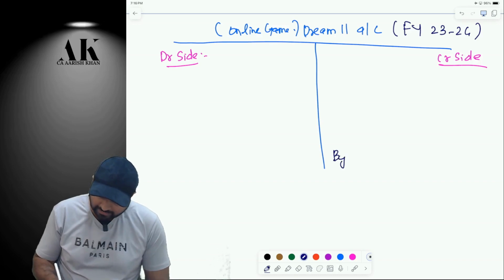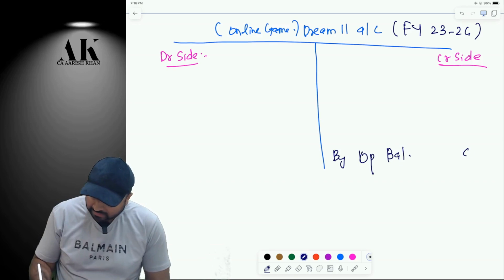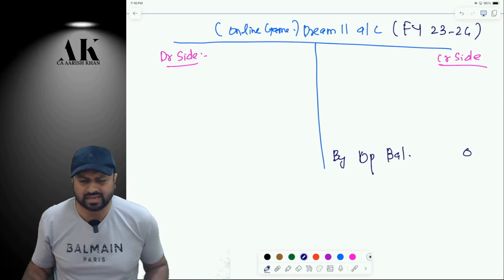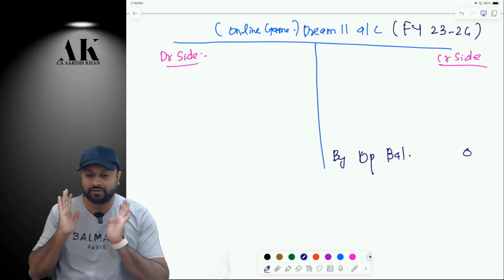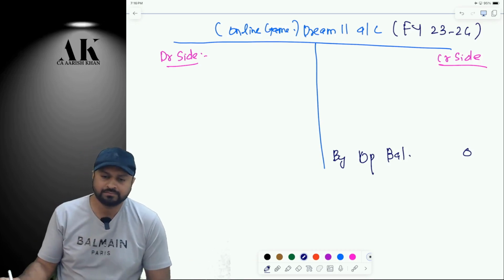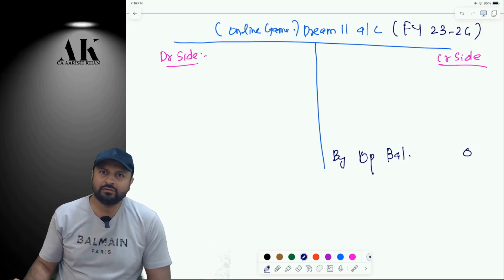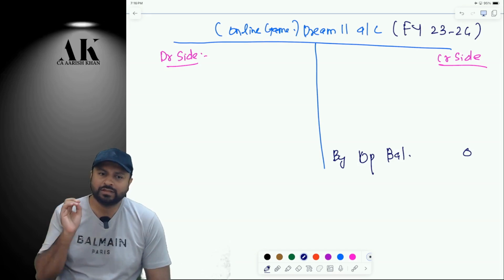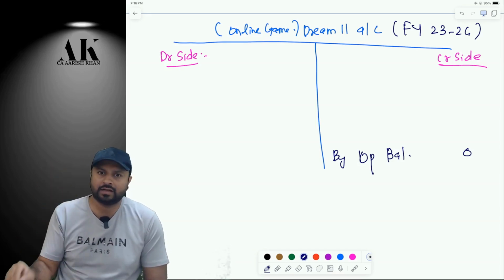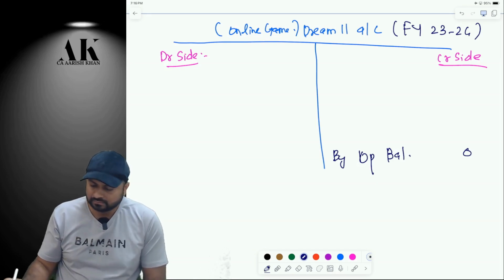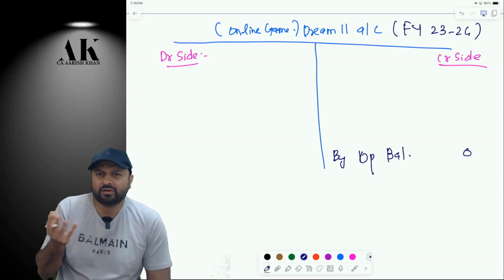Here there is an opening balance. In my Dream 11 account, suppose it is 0 rupees. Because I have never ever played any Dream 11, nothing Fantasy League, nothing I have played ever. I am trying for the first time in my life. Somebody has said that you put 1,000 rupees, you can earn 10 lakh rupees also. So I said that let us try the luck. Opening balance, nothing, because I have just opened the account.